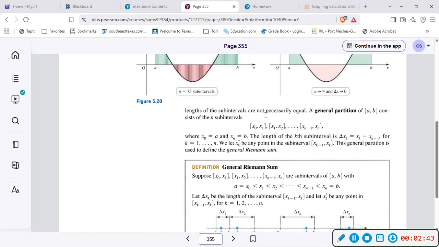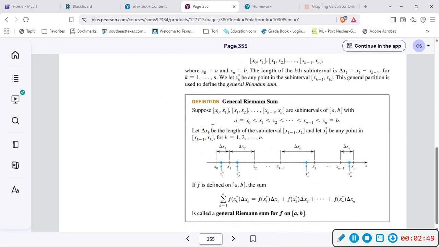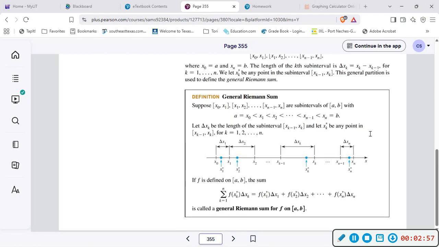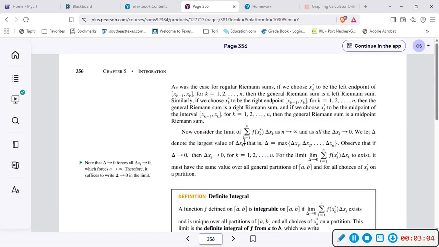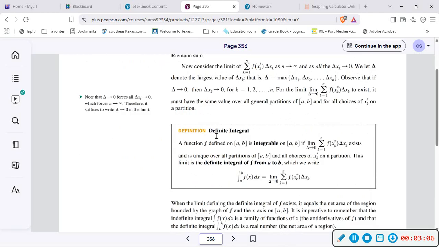And this is just a general sum, general idea, general partition as we kind of transition from Riemann sums to the integral. So here's that definition, just a general sum definition. Then we transition to the definition of an integral.